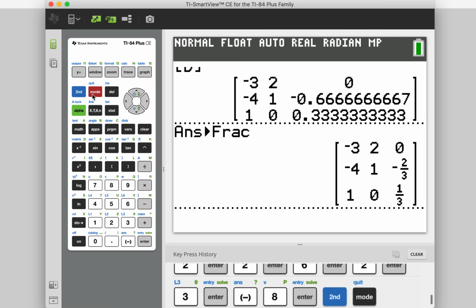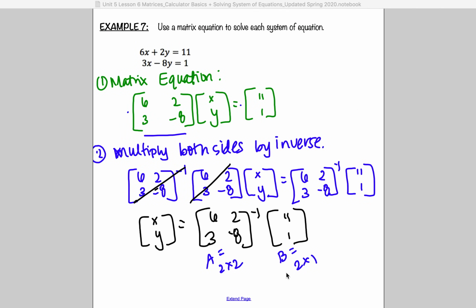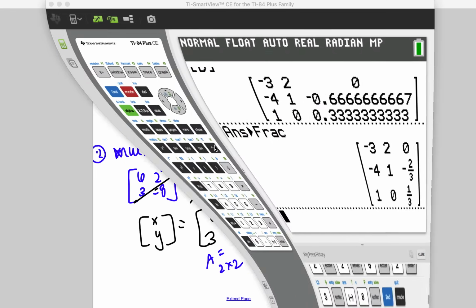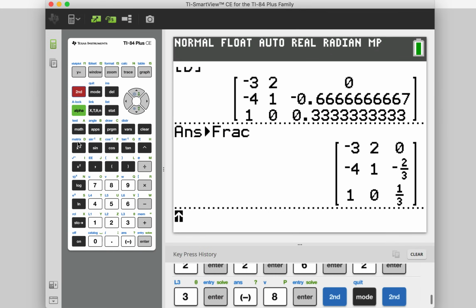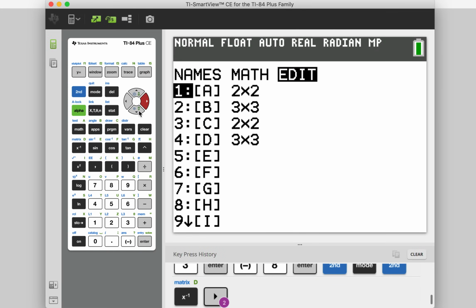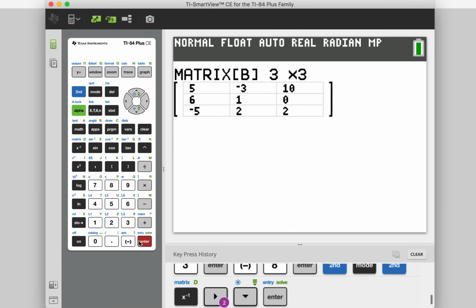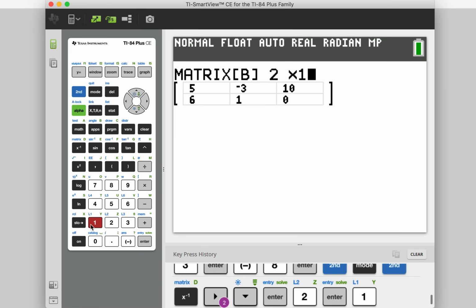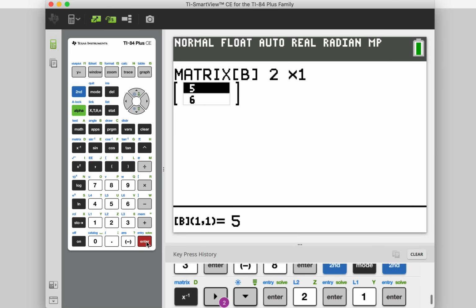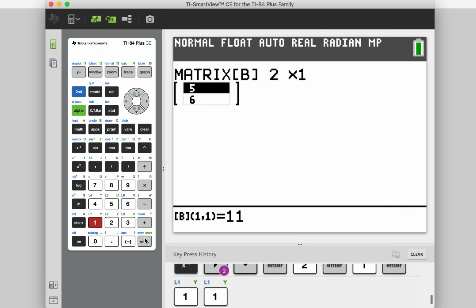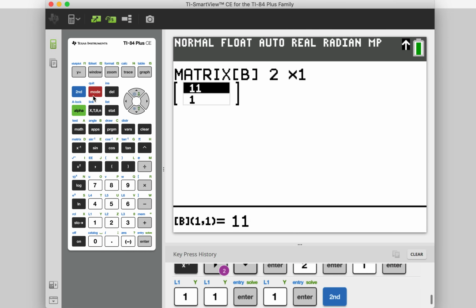Every time after I get done entering something, I always go ahead and second quit. Now I'm going to enter my other matrix, which is matrix B in this case. It's a 2 by 1. So I go second matrix over to edit, down to B. This is a 2 by 1, and I'm entering in matrix B. That was 11 and 1. Once again, once we get done editing, we second quit.